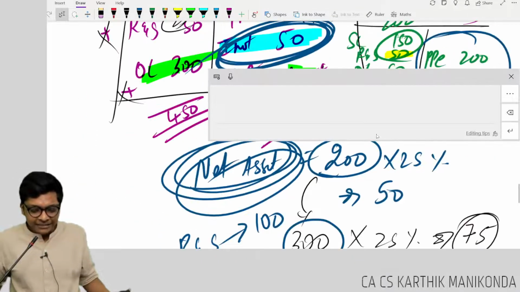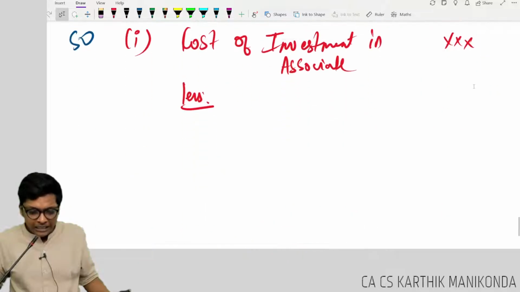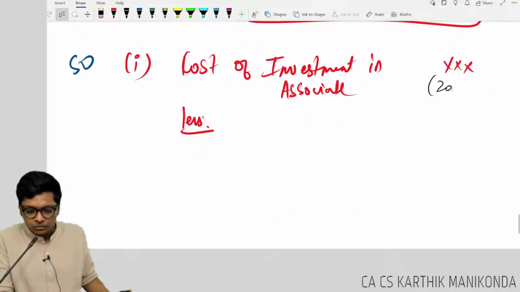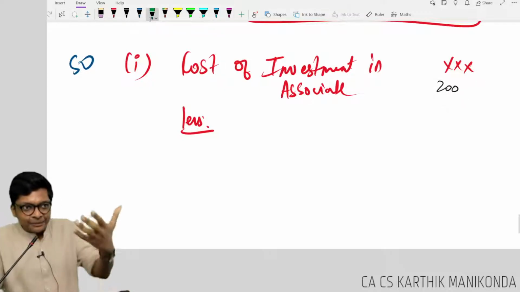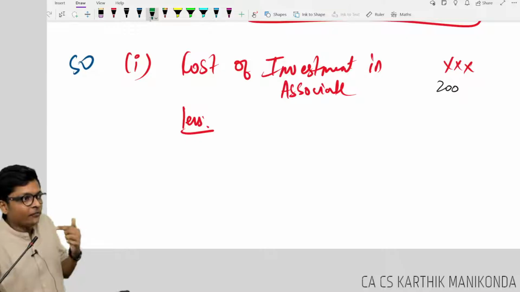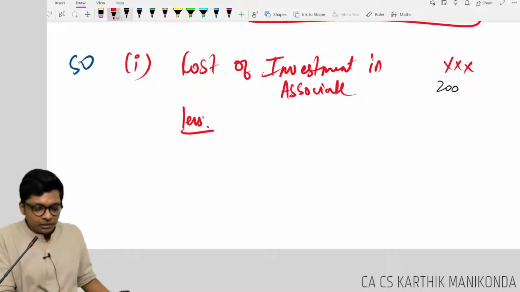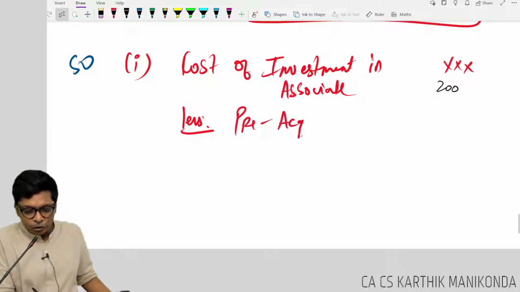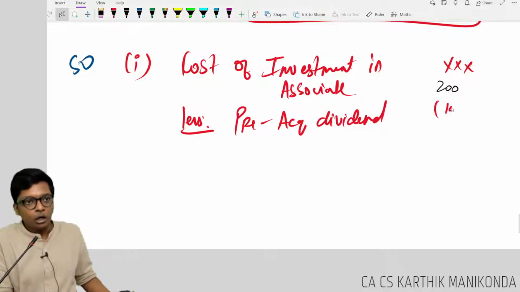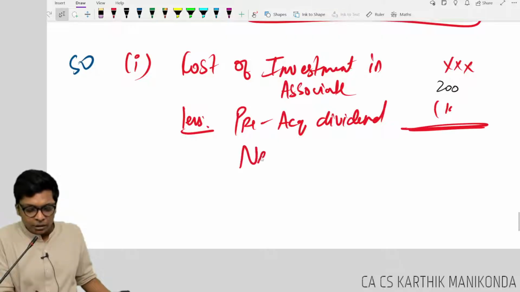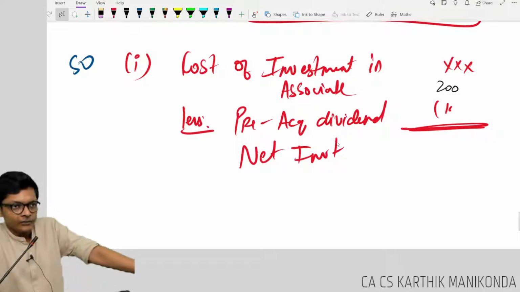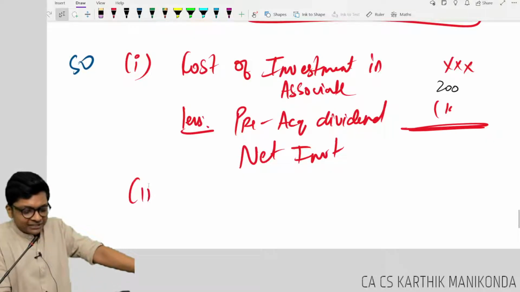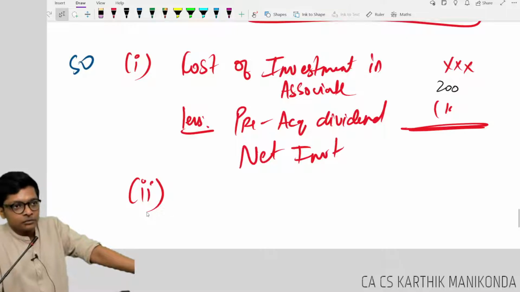Why? I invested by paying 200, but out of my investment, I am receiving some money back in form of dividend. So less what, guys? Pre-acquisition dividend. Is this a new adjustment or already you know? Already you know. So you will find something called net investments. Are you following, guys? Clear? This is my first step. Are you following? Hello?